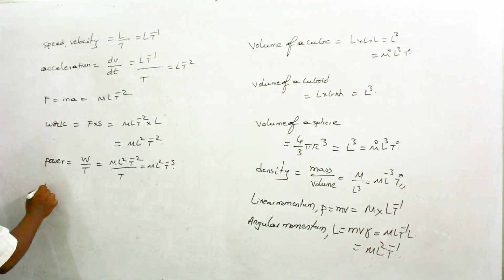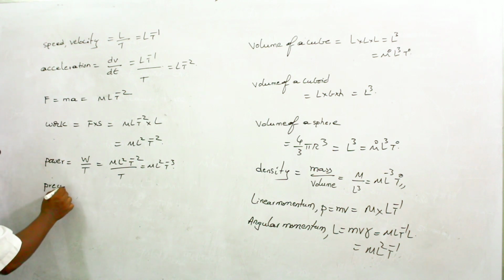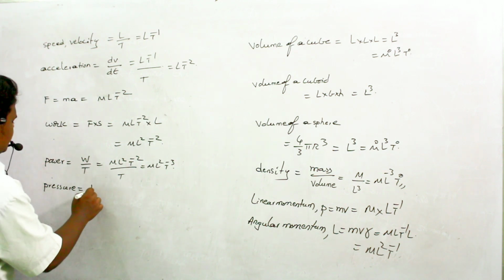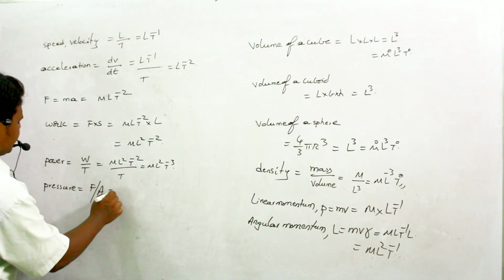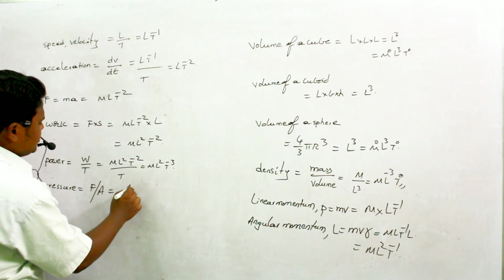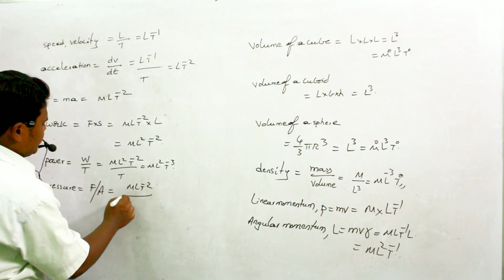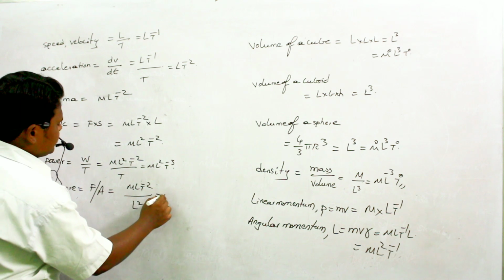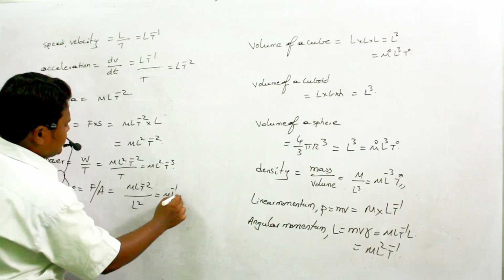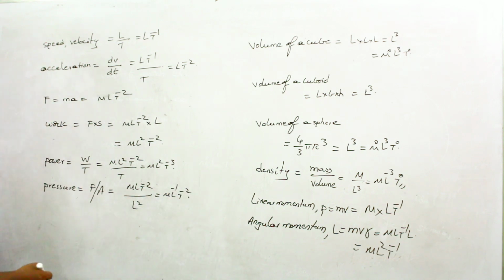Now if you take the dimension of pressure, pressure is equal to force per unit area. So the force dimension is M L T power minus 2 divided by L square. So M L power minus 1 T power minus 2 will be the dimension of pressure.